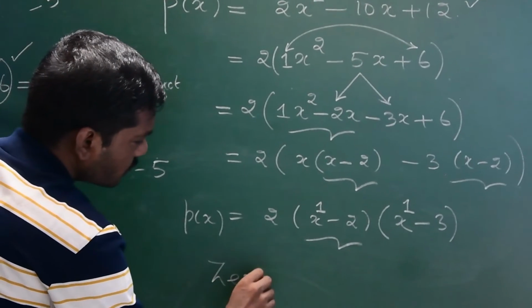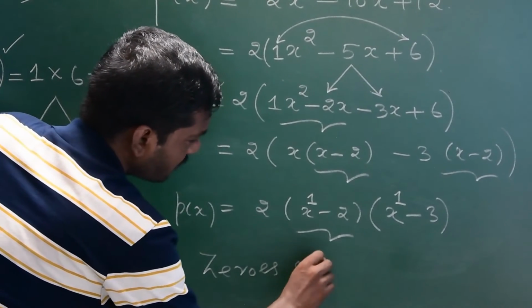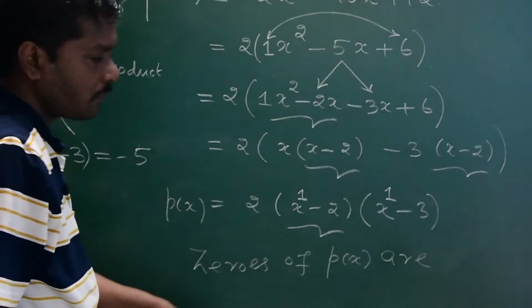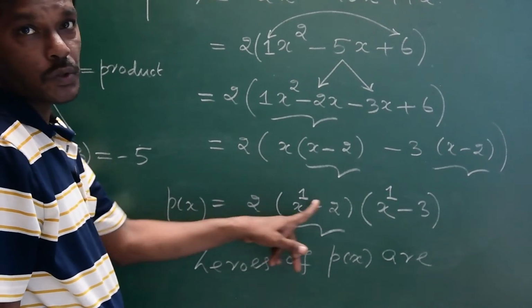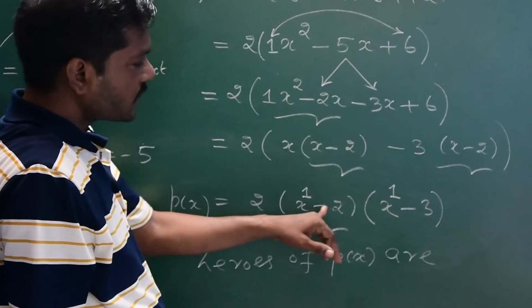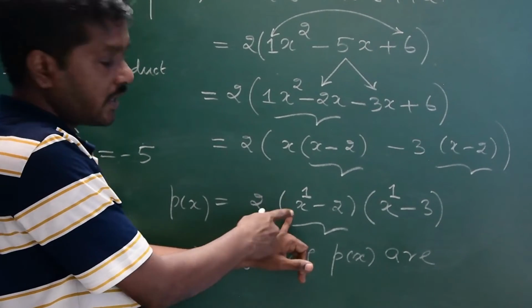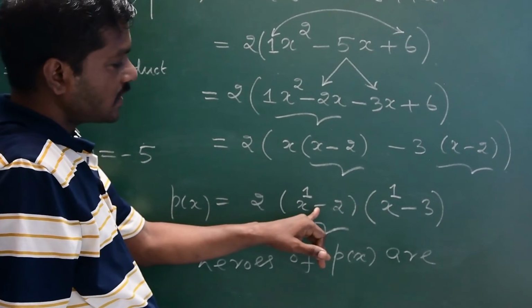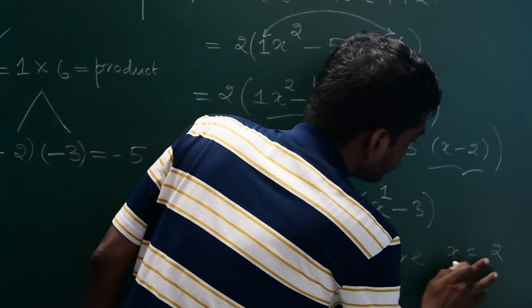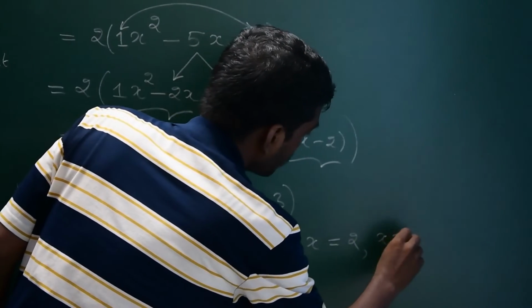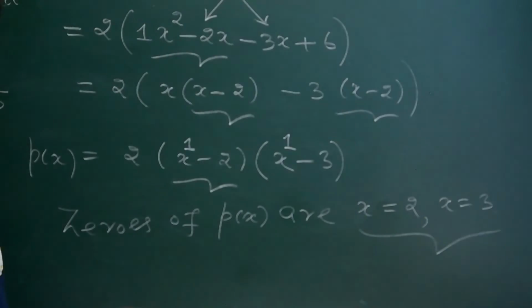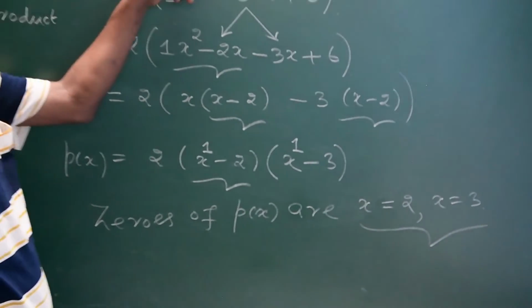Now what are the zeros? By looking at the polynomial itself, the zeros of p of x are found when you substitute 2 here: 2 minus 2 is 0. Or you can use the formula, minus constant term by coefficient of x. x is 1 here, so minus of minus 2 by 1. So the zeros are x is equal to 2, comma x is equal to 3. So these are the two zeros. And what is the degree of the polynomial here?